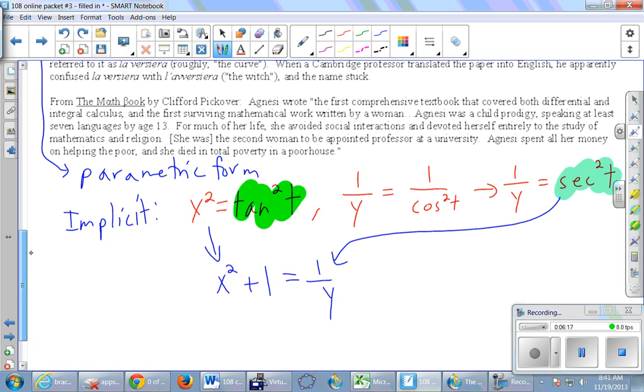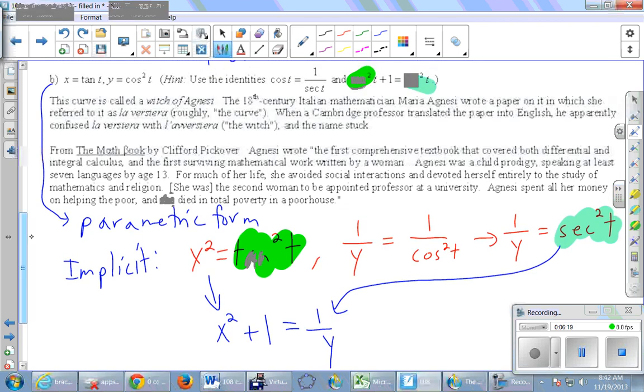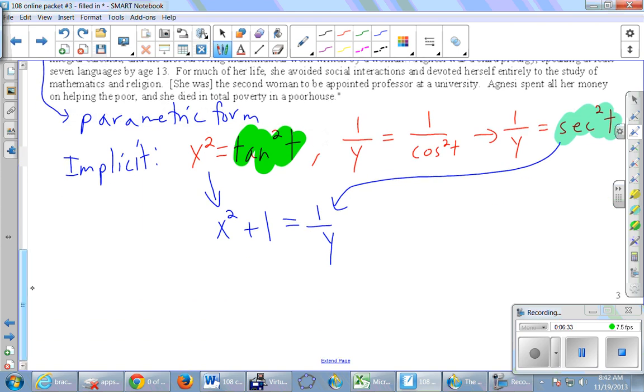There's a lot of stuff happening in that equation, so make sure you understand what we just did, how to build that thing. We just wrote tan squared plus 1 equals secant squared, but instead of tan squared, we put x squared, and instead of secant squared, 1 over y. So that right there is your implicit version of things.